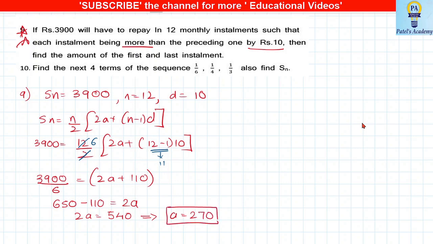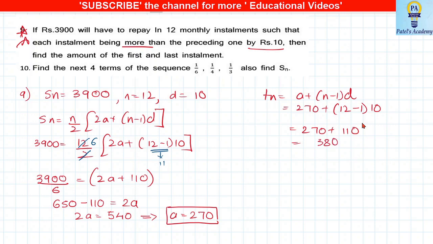Okay, so the sum doesn't end here. We have to find out the first and the last installment. So I got the value of a. Now you have to find out Tn. Tn equals a plus (n minus 1)d. So a we found out, that is 270, plus there are a total of 12 installments. So 12 minus 1, d is 10. That is 270 plus 11 into 10, 110. That is 380. Tn. What is Tn? The last installment.